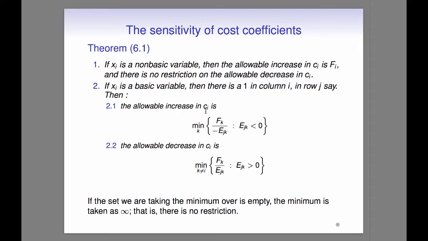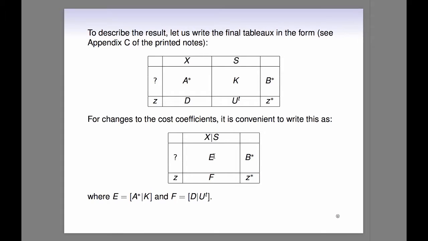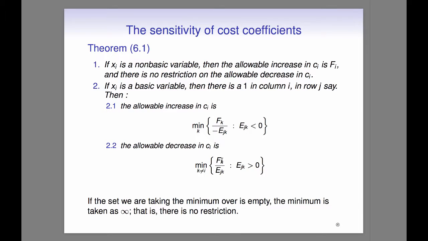Now for the allowable increase, we're looking at e_jk less than 0, so minus e_jk is positive. And in the second case, we're looking at e_jk greater than 0. And again, this will be positive. So in each case here, the denominator is positive. And the f_k are the numbers that appear in the bottom row. And in the final tableau, they're always positive. So these ratios will always be positive. And we're looking at the minimum.